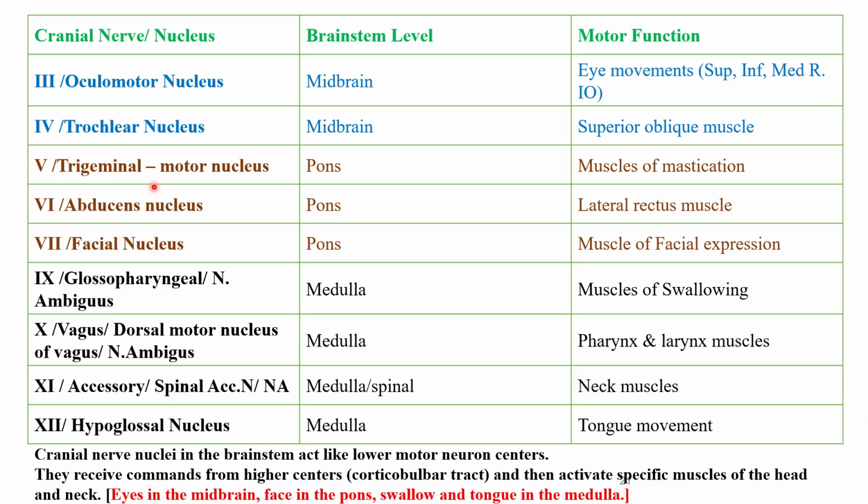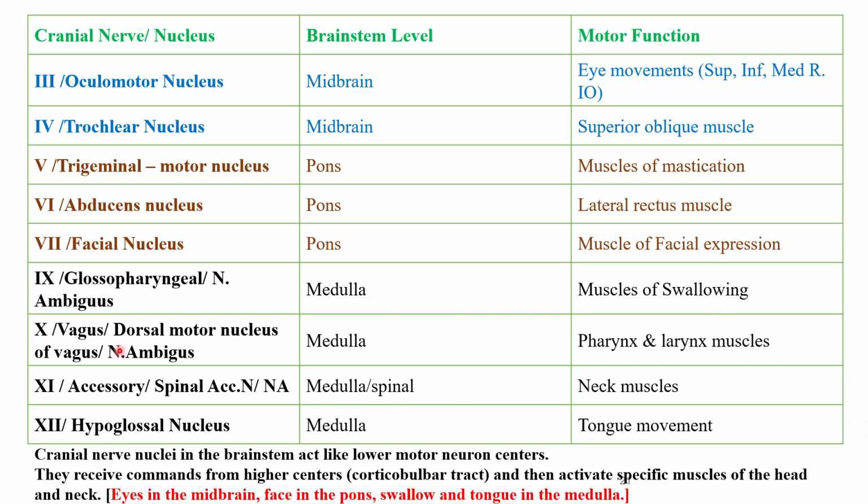Then comes the trigeminal motor nuclei, the abducent nuclei and the facial nerve nuclei. They are all located in the pons and they are responsible to control the motor activity of the muscles of mastication, the muscles of the eye as well as the muscles of facial expression. Then comes the glossopharyngeal nerve nuclei and the nucleus ambiguus. They are present in the medulla and they are supplying the muscles of swallowing.